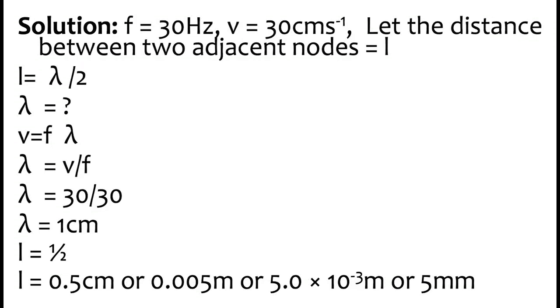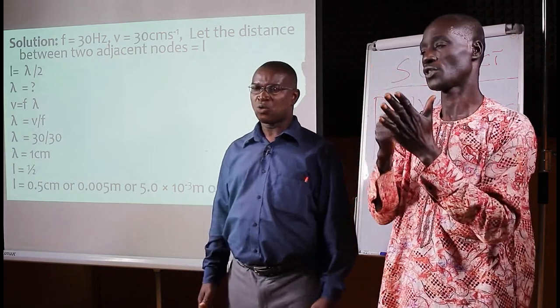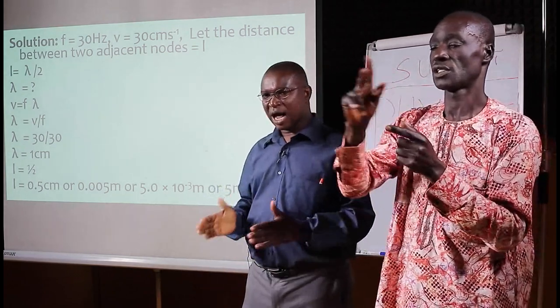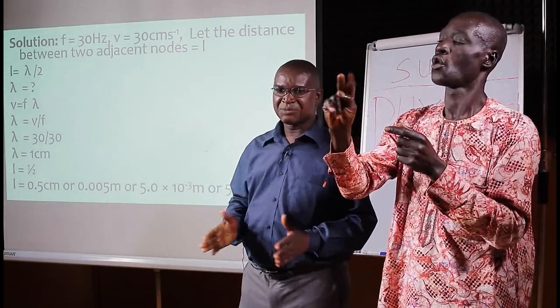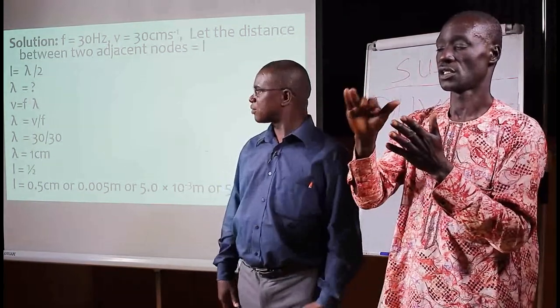Solution. Frequency is 30 Hz, our velocity is 30 centimeters per second, and the distance between the two adjacent nodes is assumed to be L. We've also discussed that between a node and a node, or antinode and antinode, the distance between them in terms of wavelength is L equals lambda by 2. What is lambda? We don't know.